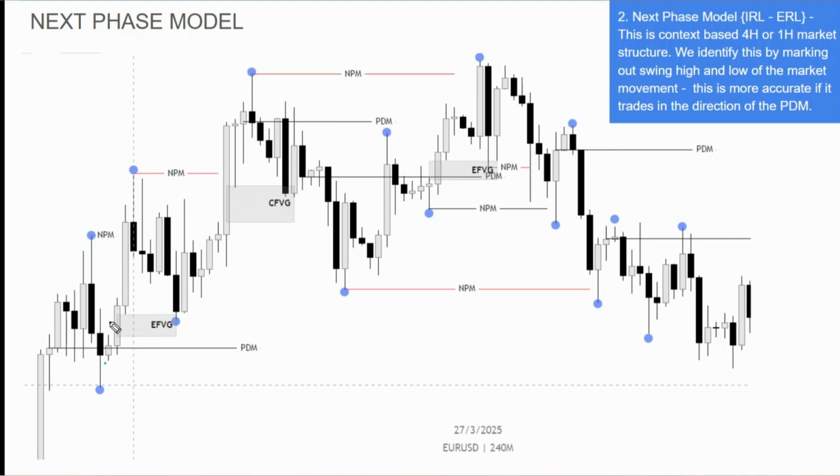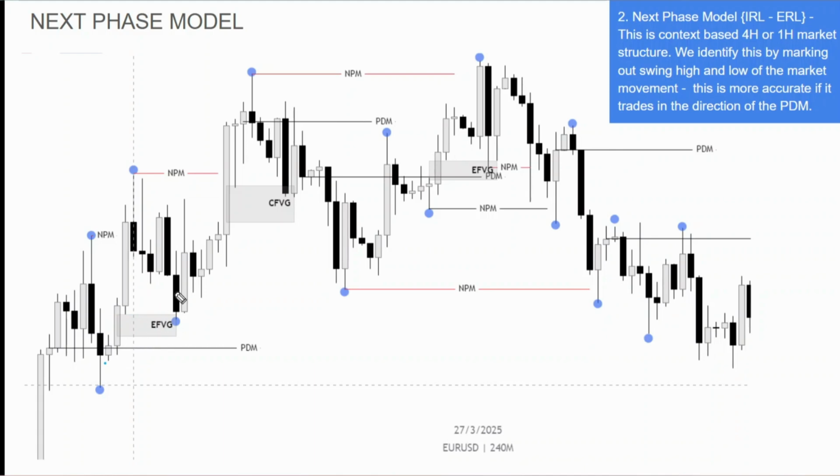So this particular fair value gap is what I call the expansion fair value gap. The expansion fair value gap happens when we have candle 1, candle 2, and candle 3. When candle 3 expands higher above candle 2 and probably candle 1, this is what tells us that this is an expansive or expansion fair value gap.